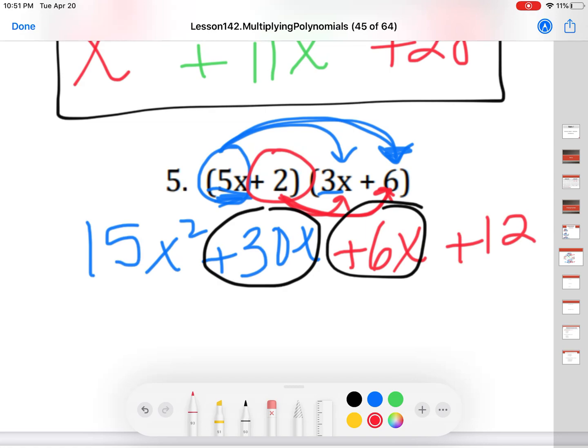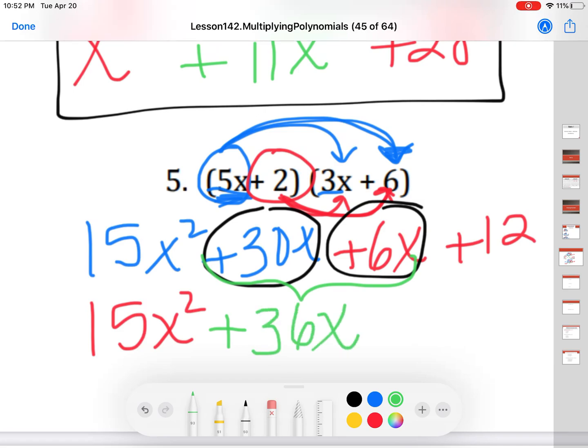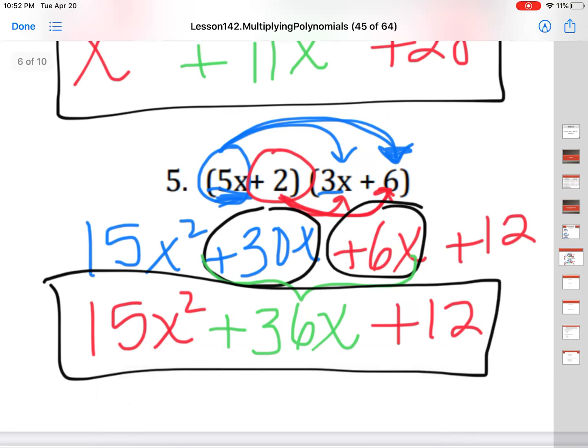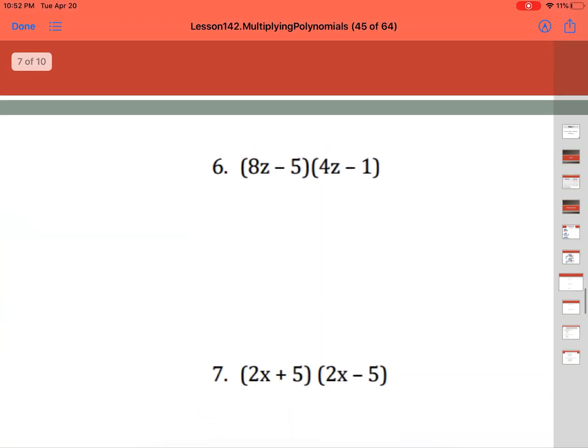If you have letters that are the same, you can combine them. So my final answer, the front number gets to come down. There were no other x squareds. These numbers in the middle get to be combined. 30x's and 6x's make 36x's. The number in the back gets to come down. Okay, we distribute the first number, we distribute the second number, and then we combine like terms.